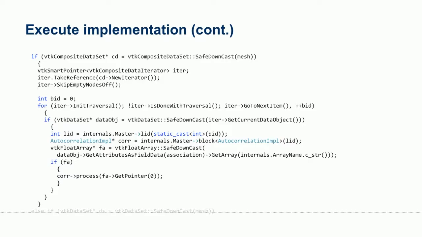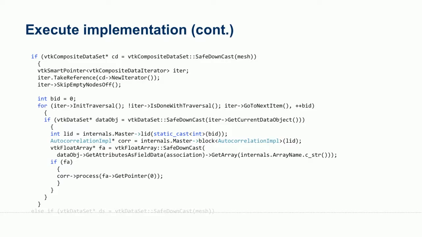When you call this get attributes as field data, this would be equivalent to a get point data, a get cell data. But we can use this method. If we pass in the association, it will give us the container, the point or cell data container. And then we can call get array with the name. And we'll cast that into a float array star. This get array function returns the abstract class VTK data array. So we get a concrete class, the float array.